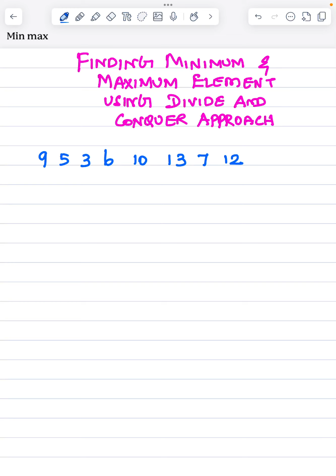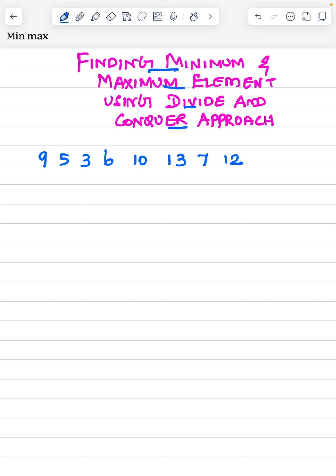In this lecture, we are going to discuss finding the minimum and maximum element in a given array using the divide and conquer approach. So let us discuss this with an example. These are the inputs in my array: 9, 5, 3, 6, 10, 13, 7 and 12.